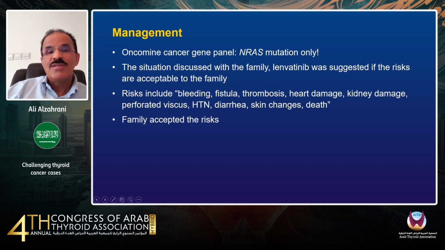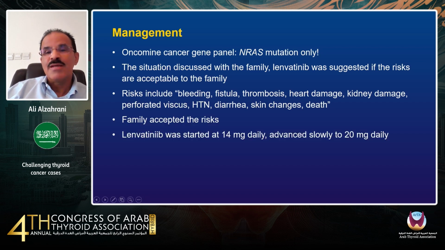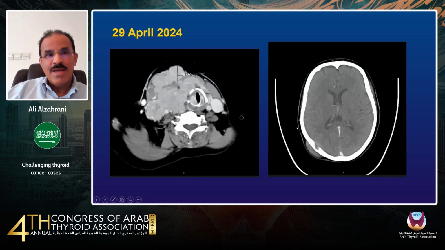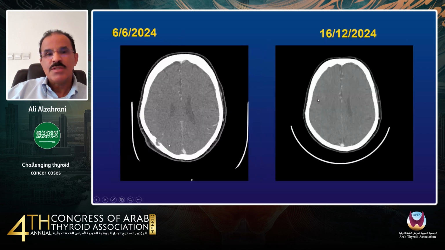So we started this patient on lenvatinib at 40 milligrams daily, and it was advanced slowly to 20 milligrams. Surprisingly, she tolerated it. I saw her after 1 week and 2 weeks, and there was improvement in the stridor and the difficulty in breathing. And even she noticed that her skull mass started to soften. This is her mass initially at the beginning of lenvatinib, and let me just skip this because this is exactly what I showed you before.